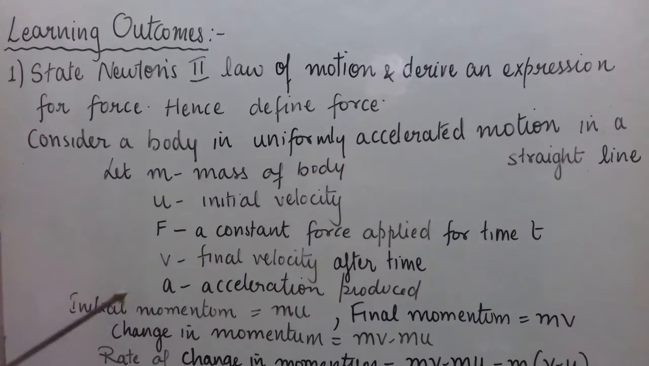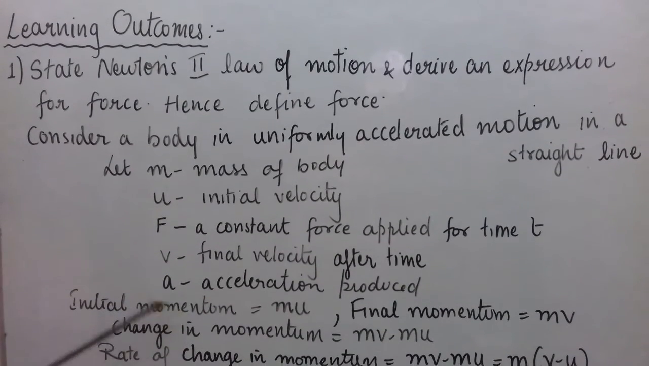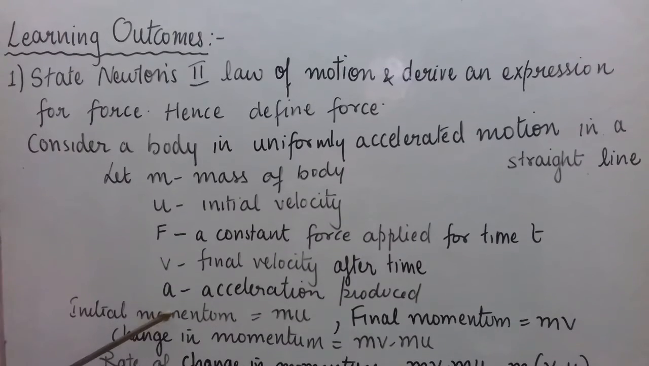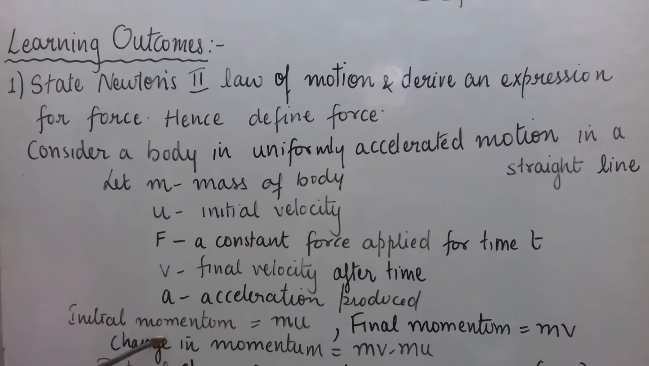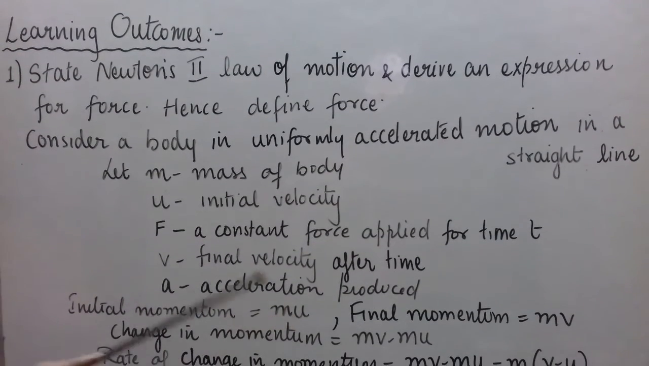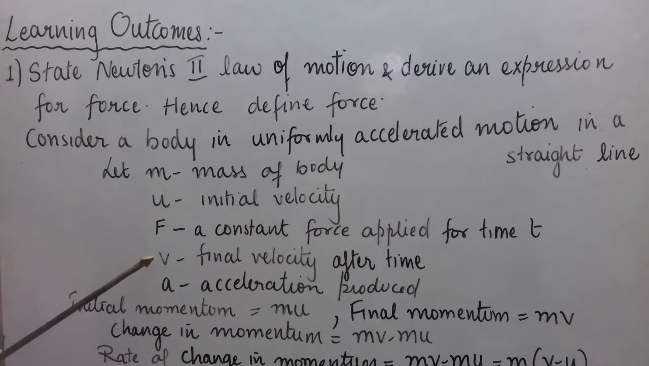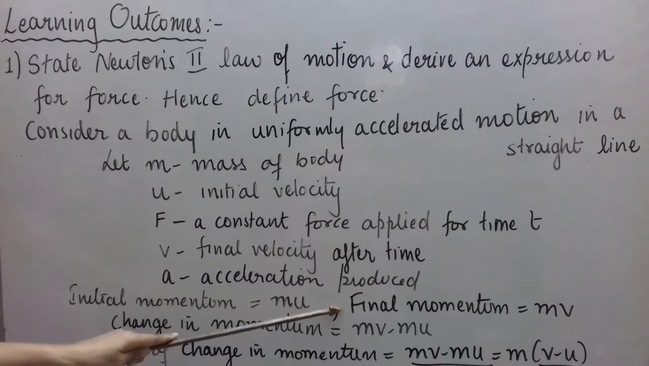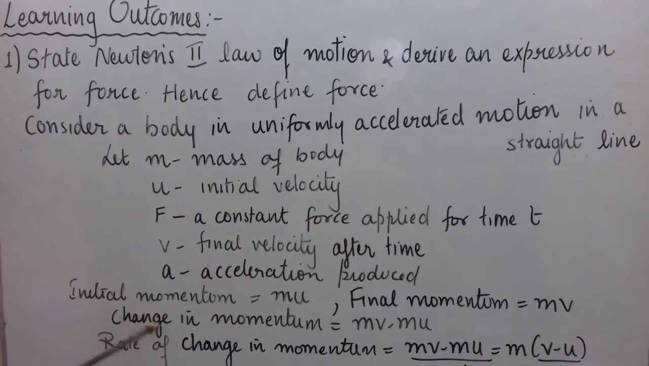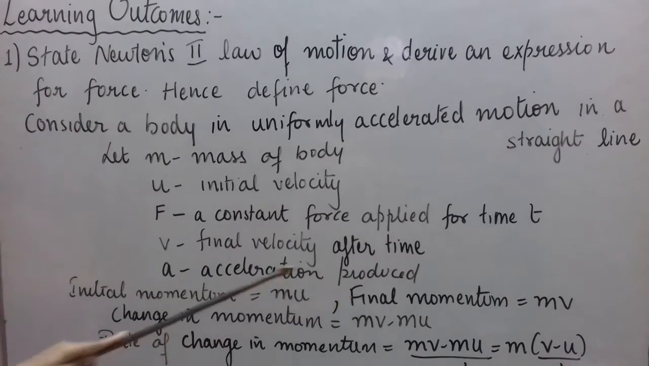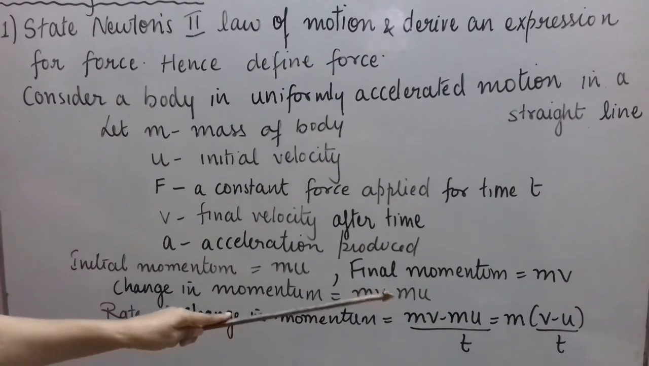Now, what is initial momentum? We know momentum is the product of mass and velocity of a body. So initial momentum will be mass of the body into initial velocity u. So initial momentum is mu. What is final momentum? Final momentum is mass of the body into its final velocity v. So final momentum is mv. And what is change in momentum? Change in momentum is final momentum minus initial momentum. So it will be mv minus mu.